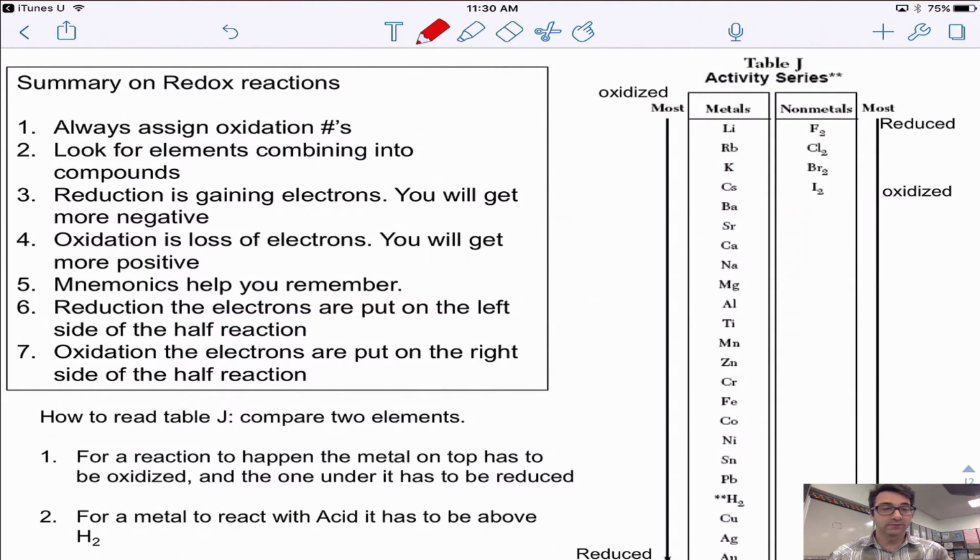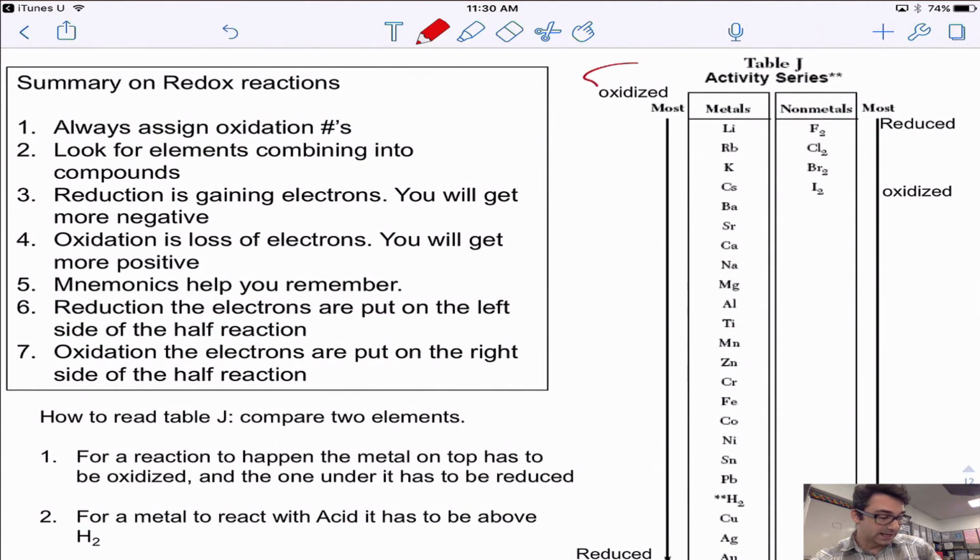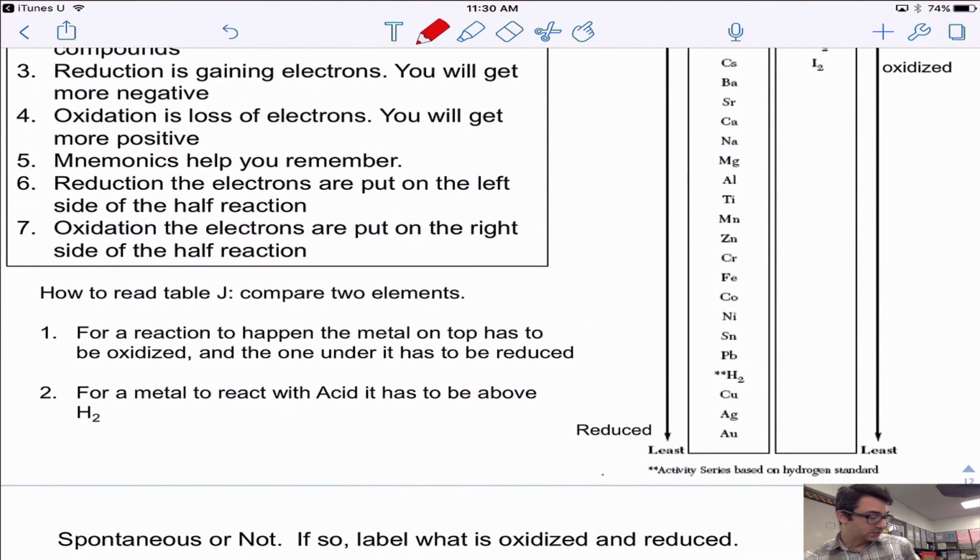And so what we're looking for is, if we look at Table J, when we have a metal and we are replacing another metal with that metal, we want to have the one that's on top here being oxidized. If you look on your Table J in your reference table, it will not have the word oxidized. I wrote that in, and that's important that you understand that the element on top needs to be oxidized. The element on the bottom that's less reactive will be reduced.